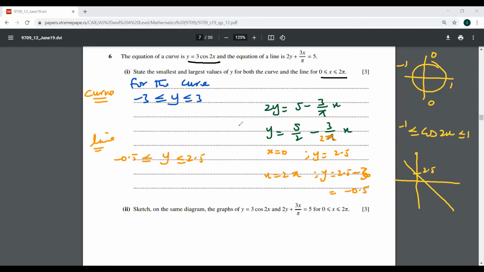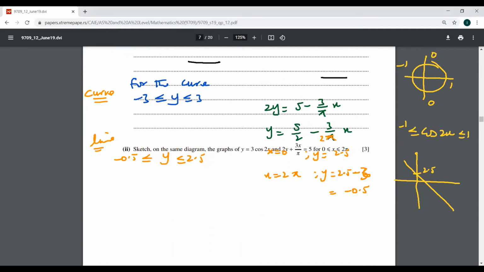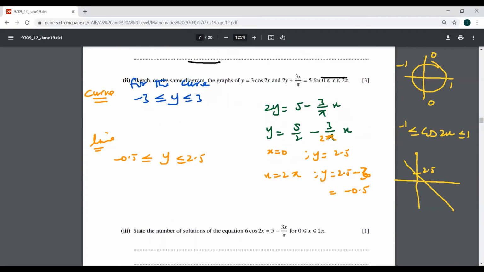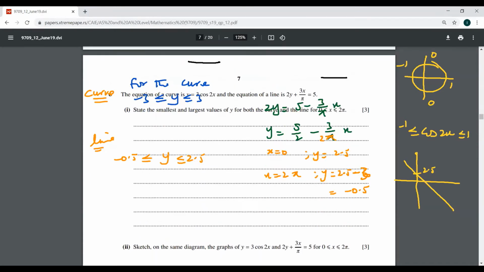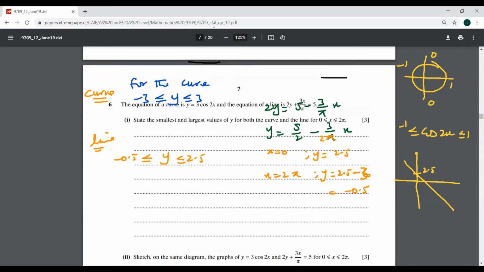Okay, next it says, sketch on the same diagram the graphs of y is equal to 3 cos 2x and this. No problem. I'm going to slide this a bit up here, so I need to write these equations here. One of the equations is y is equal to 3 cos 2x, and the other equation is y is equal to 5 over 2 minus 3 over 2 pi x. So I'll try to keep them here.